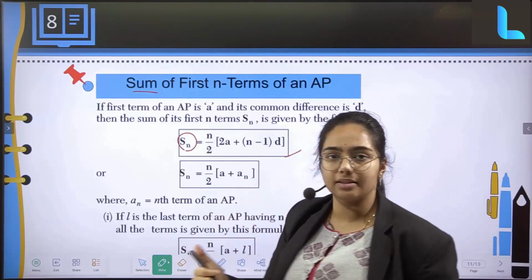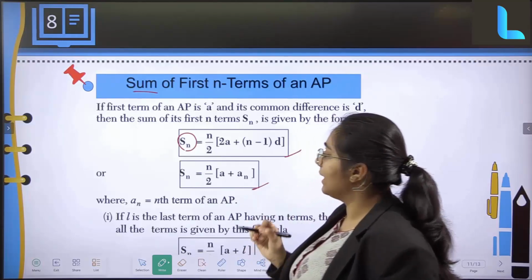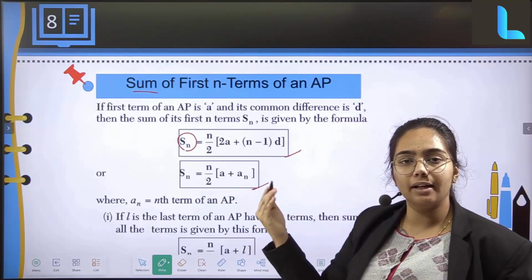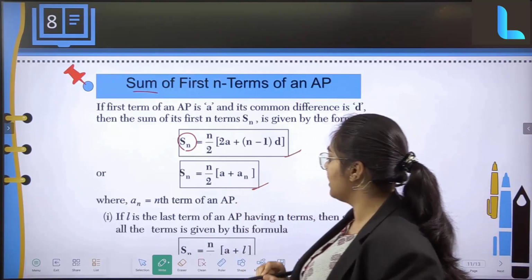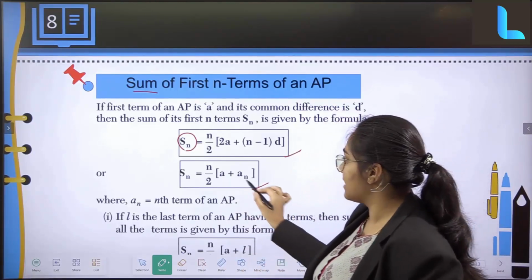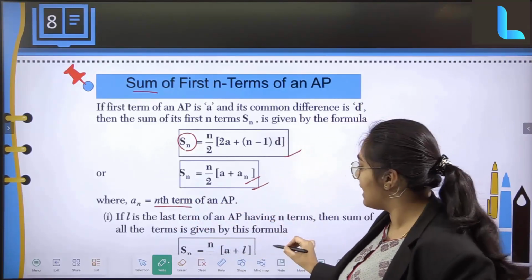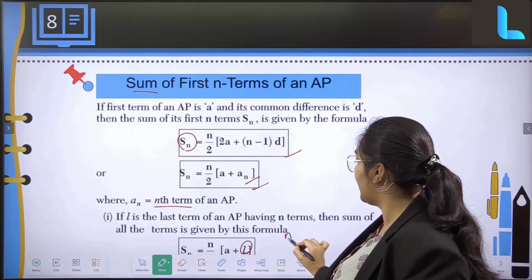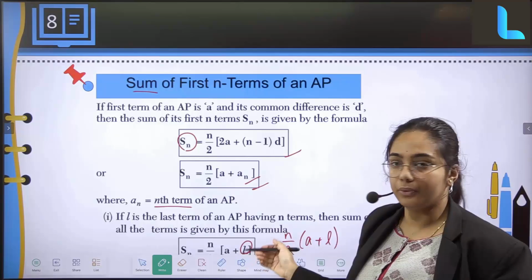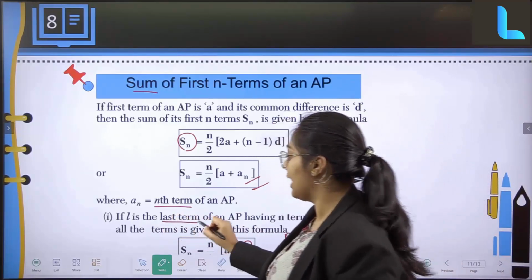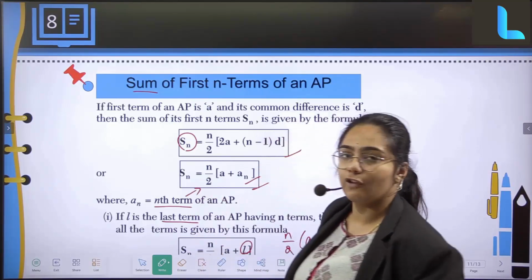Suppose you know the first term as well as the last term, you can directly go ahead and use this formula, which is going to be n upon 2 into (first term plus last term). This is the first term and this is going to be your last term. See, as I said, this is the nth term. If the last term is given, it is going to be n upon 2 into (A plus L). Right, n upon 2 into (A plus L). If the last term is given, use this formula. If the nth term is given, use that formula.